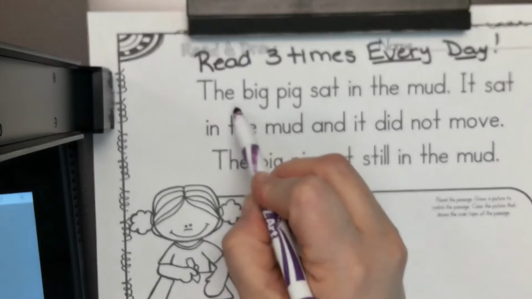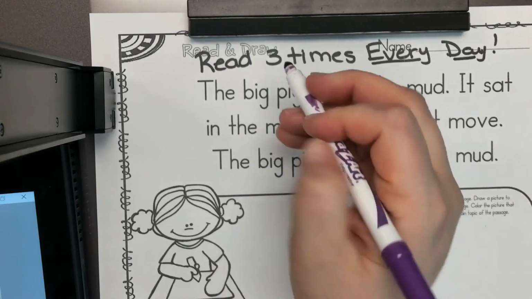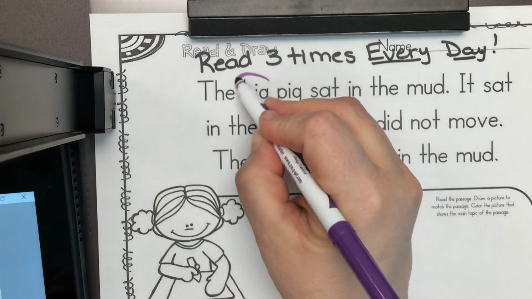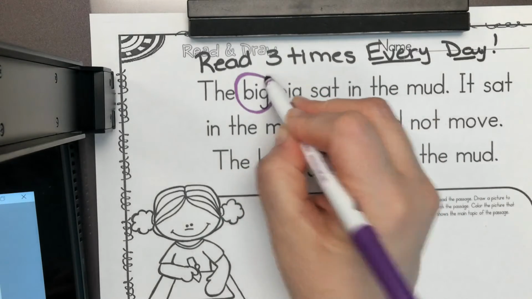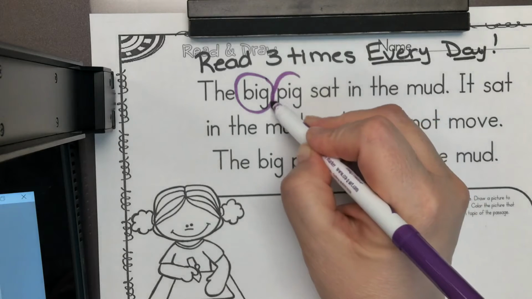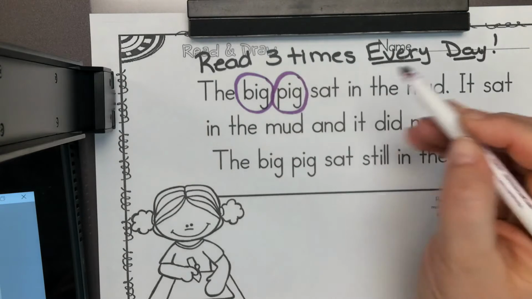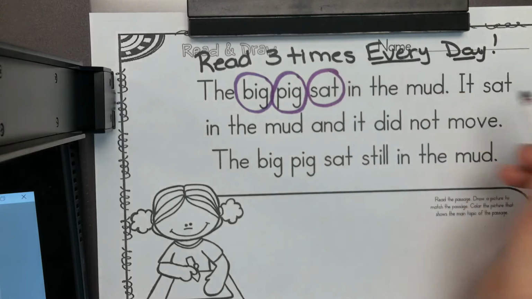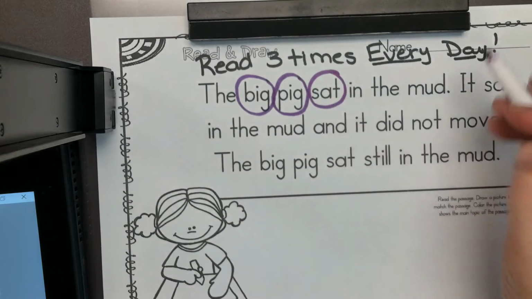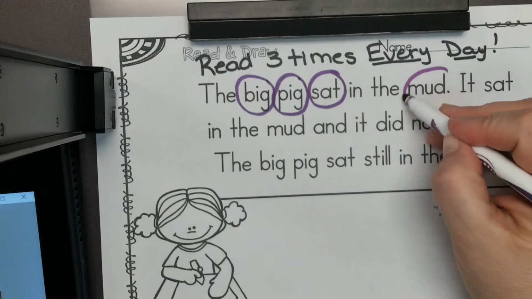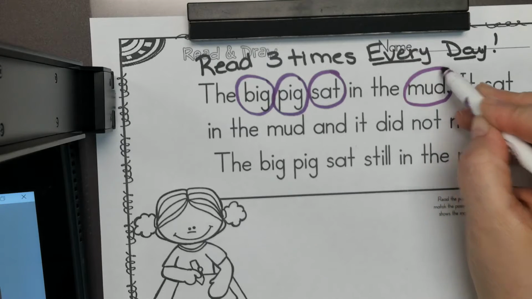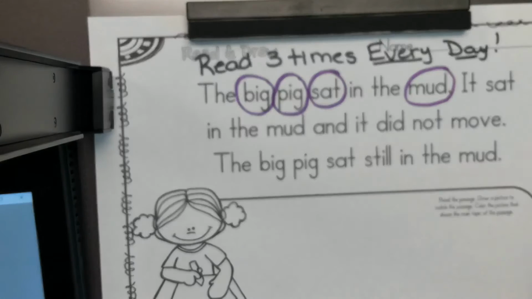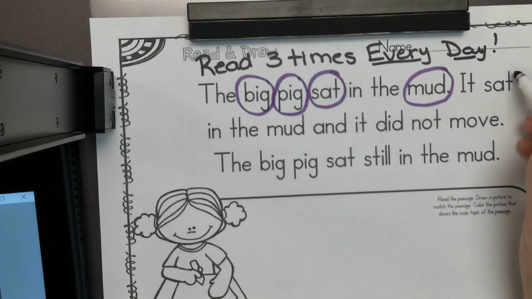I'm looking for CVC words. Here is a CVC word. Here is a CVC word. Here is a CVC word. CVC words are words that I can easily sound out. They follow spelling patterns that I've already learned. There's a CVC word. Let's continue.